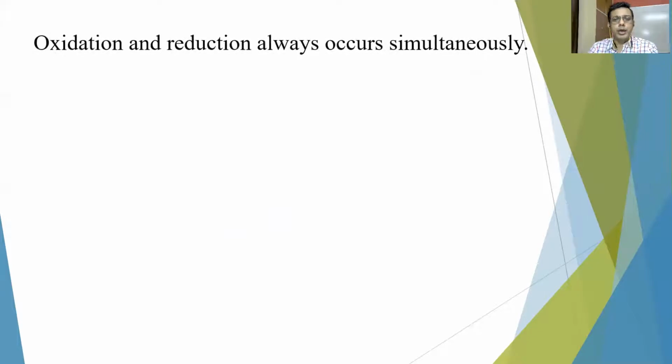But this oxidation and reduction can never occur independently. So you have no reaction which is only oxidation, or you have no reaction which is only reduction. But sometimes we use the term independently. Individually, we say oxidation of a particular compound or reduction of a particular compound, depending on the compound that we are studying is getting oxidized or reduced.